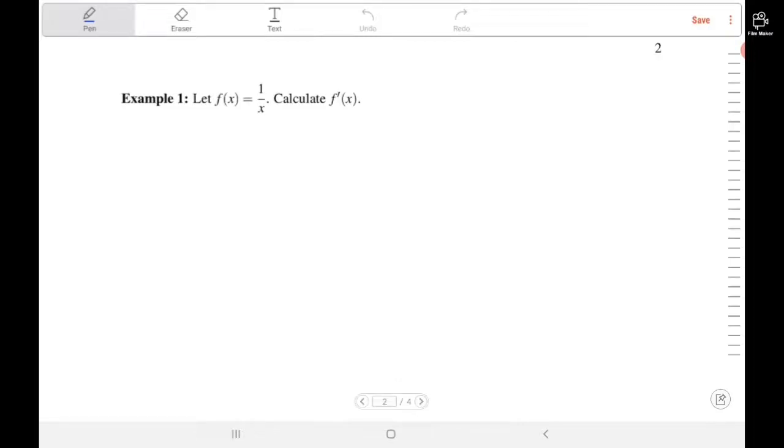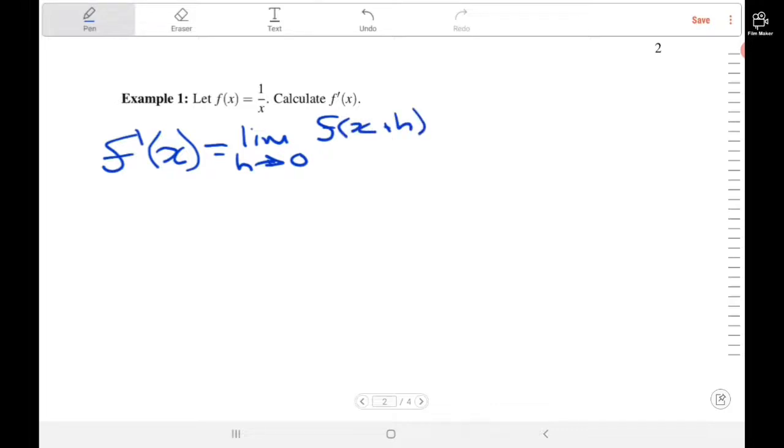So, the function that we have is f of x equals 1 divided by x, and we'd like to calculate the first derivative. But we want to do this using first principles. So what does that mean? Well, the limit definition of the derivative says that the derivative is equal to the limit as h goes to 0 of the function evaluated at x plus h minus the function evaluated at x, divided by h.